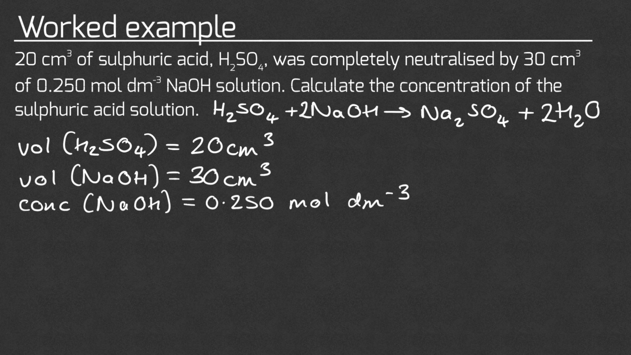So from reading the question, we can see that the volume of sulfuric acid is 20 centimetres cubed, the volume of sodium hydroxide is 30 centimetres cubed, and the concentration of sodium hydroxide is 0.25 moles per decimetre cubed. What we need to do now is change the two volumes from centimetres cubed to decimetres cubed. And again, we do this by dividing by 1,000, and this saves us forgetting later on in the question.